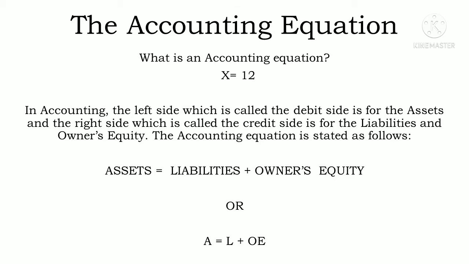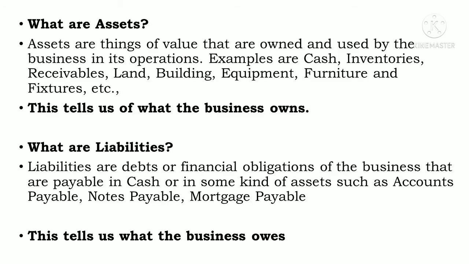Before we proceed, what are assets? According to the meaning of assets, assets are things of value that are owned and used by the business in its operations. Examples are cash, inventories, receivables, land, building, equipment, furniture, and fixtures. Assets tell us what the business owns.